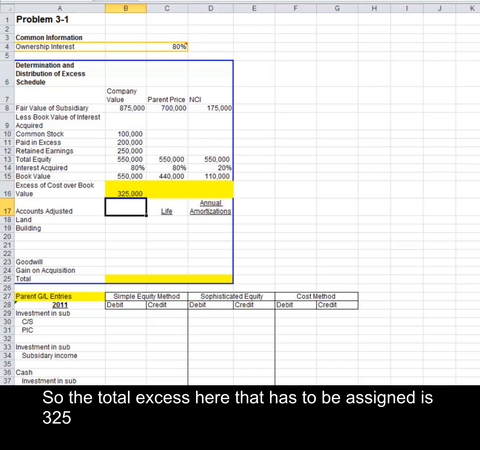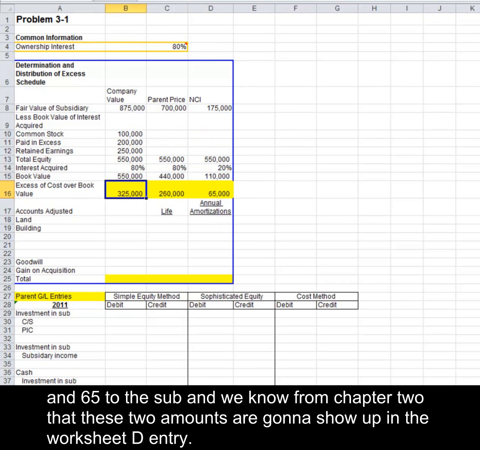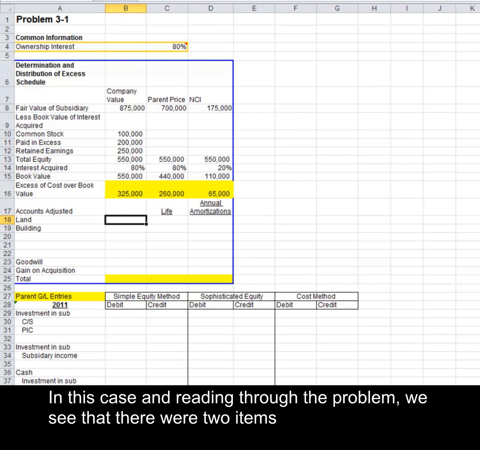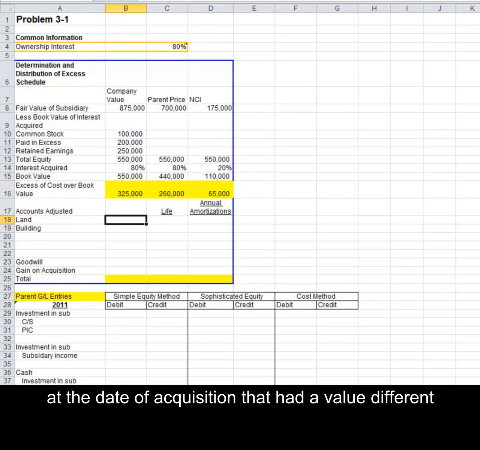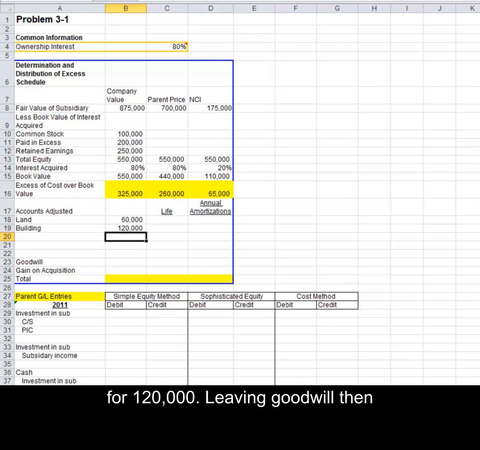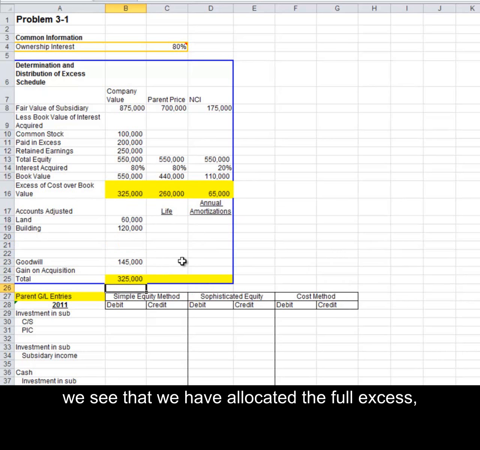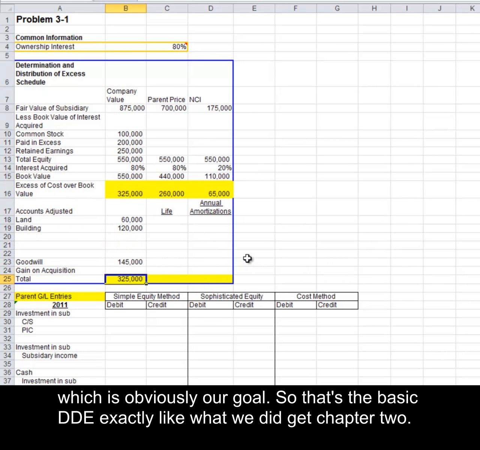So the total excess here that has to be assigned is 325. Of that excess, 260 belongs to the parent and 65 to the sub. And we know from Chapter 2 that these two amounts are going to show up in the worksheet D entry. In this case, in reading through the problem, we see that there were two items at the date of acquisition that had a value different than book value. One was the land, so we need to adjust the land for $60,000. The other was the building for $120,000, leaving goodwill then of $145. And again, if we sum those, we see that we have allocated the full excess, which is obviously our goal. So that's the basic DDE, exactly like what we did in Chapter 2.